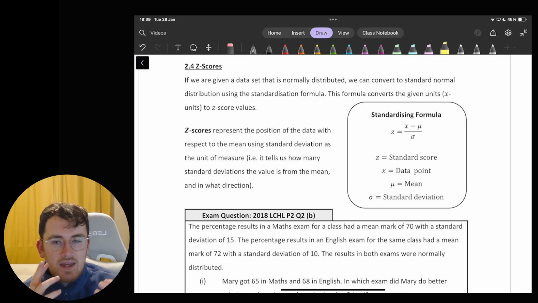This would be where I'm being asked to look at a specific value or data point that was achieved in a test, a score received in a race, or a height value, and comparing that with the average value for a particular population. As we said, z-scores represent the position of the data with respect to the mean, using standard deviation as the unit of measure. So all that means is how many standard deviations this value is from the mean, and in what direction as well.